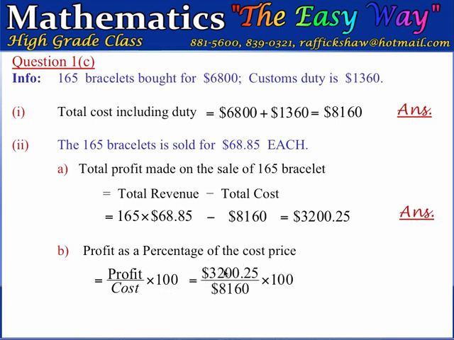The profit, as we said, is $3,225. We're dividing that by the total cost, which is $8,160. To get that as a percentage, we multiply by 100, and so it is 39.22%. And the question asks us to give our answer to the nearest whole number, and so 39.22%, the nearest whole number is 39%. And so that's the answer for this part of this question.